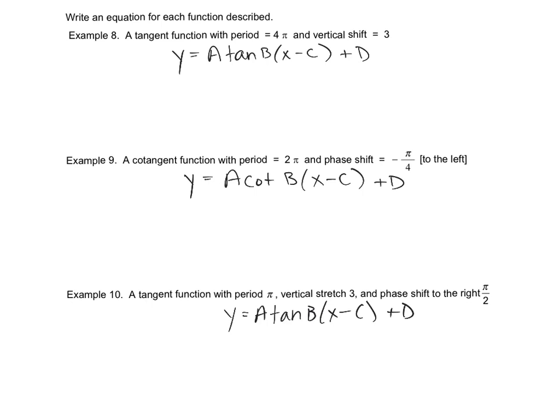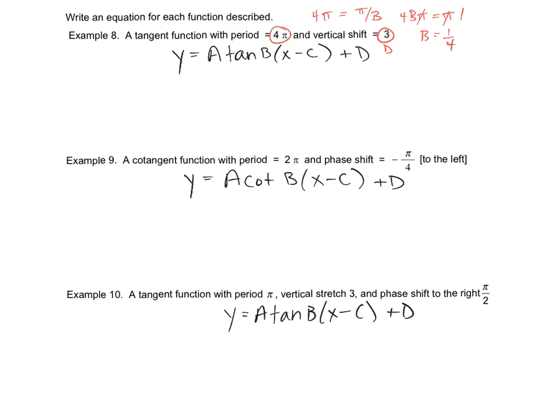So in example 8, we have 4 pi as a period, so that means that 4 pi equals pi divided by b. So when I multiply both sides by b, I get 4b pi equals pi. Divide both sides by pi, so that's 1. And then divide both sides by 4, and I get b equals 1/4. And my vertical shift is 3, so that is d.